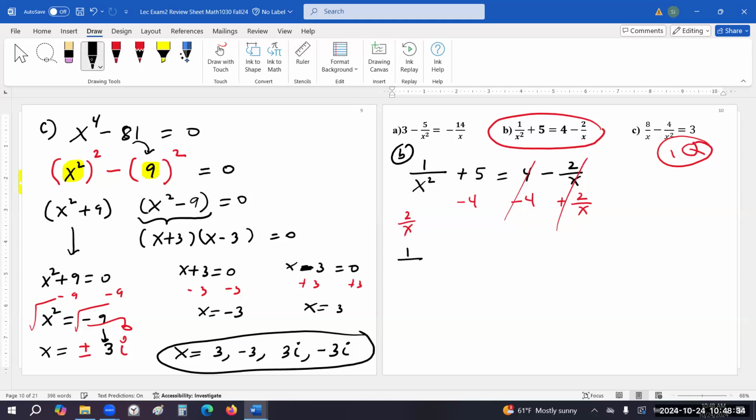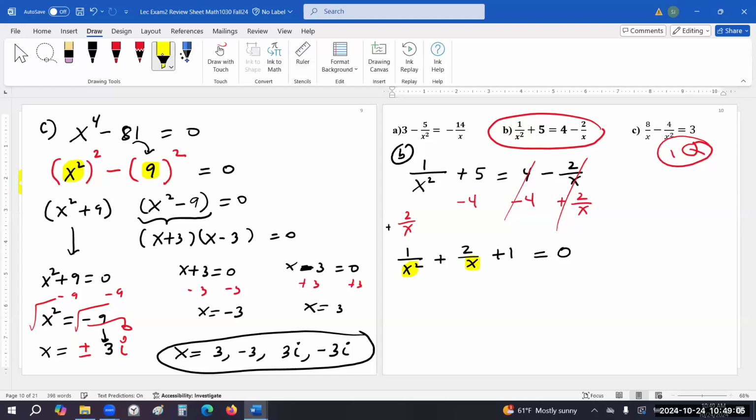So we have 1 over x squared plus 2 over x minus 4. Sorry, what is 5 minus 4? 1. Plus 5 minus 4? Plus 1. Equals 0. And now we are happy because we have 0 on one side, and everything else on the other side.